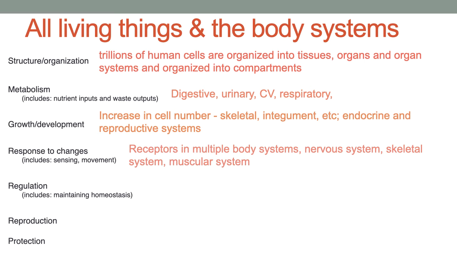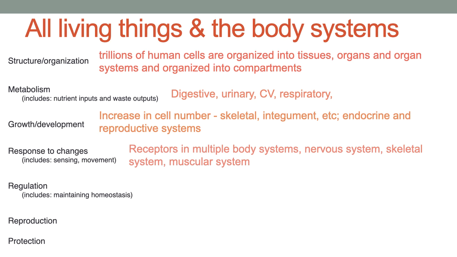The human body obviously is going to respond to changes, and that can include things like sensing and movement. So there are receptors in multiple body systems. Did you just eat? Your stomach's going to need to know food is on the way. Your small intestine has receptors that let the brain know what processes are going on there. So multiple body systems are going to have receptors that are monitoring changes in internal conditions.